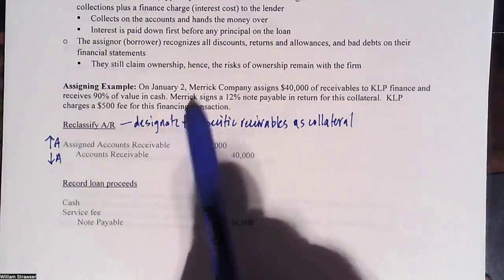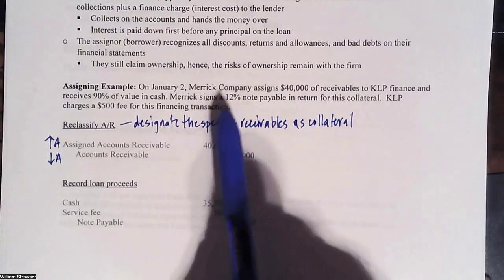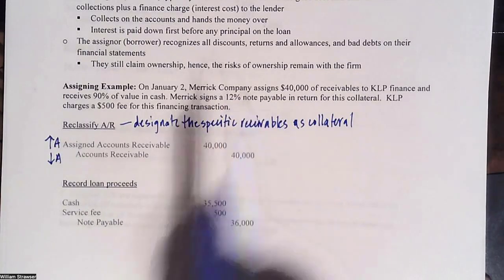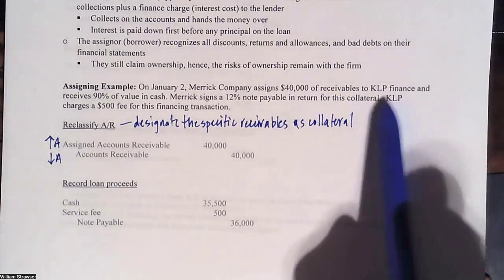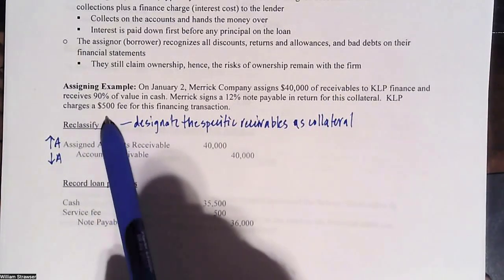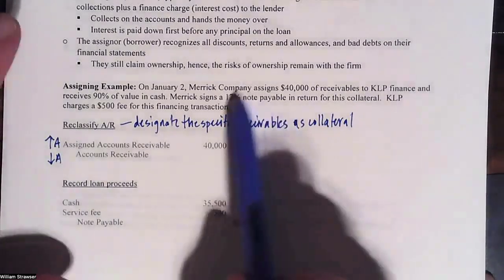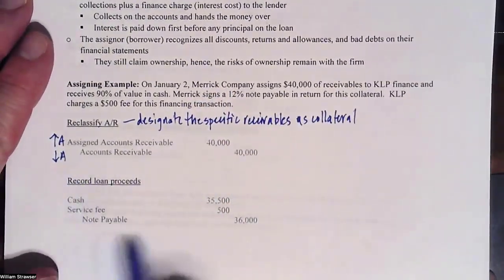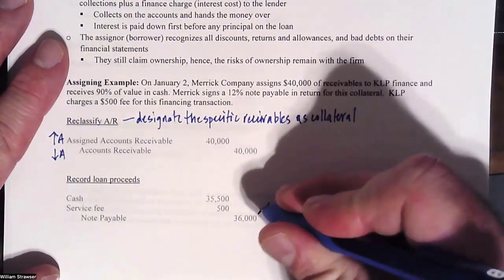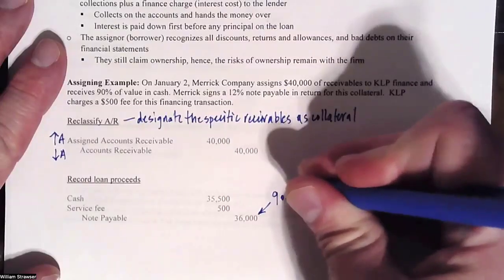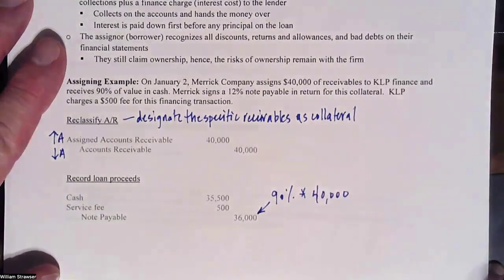And then the borrower is like, okay, I'm assigning these receivables as collateral in exchange for a 12% note to finance my company, right? And KLP, the finance company, is also going to take a little bit of a slice off the top, a financing fee for this transaction. So those details are what inform our loan proceeds. Notice that the note payable is set at 90% of the receivables assigned. So it's just 90% of the 40,000, and that gives me the 36,000.